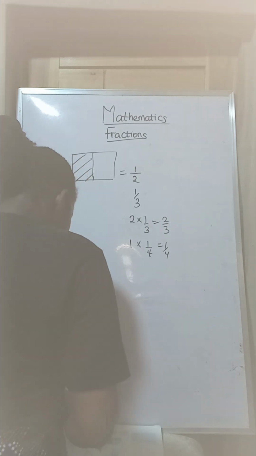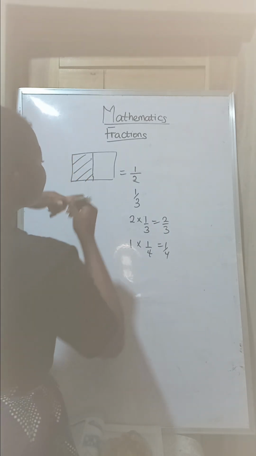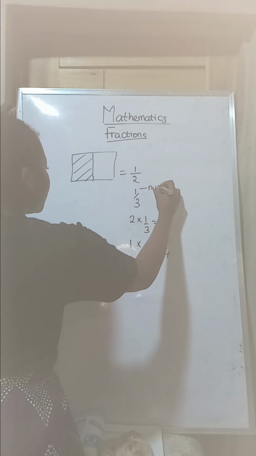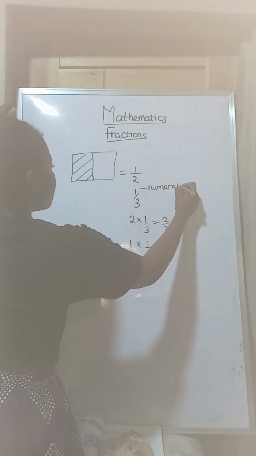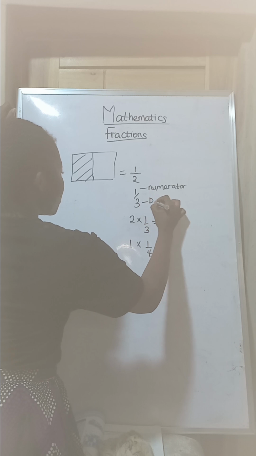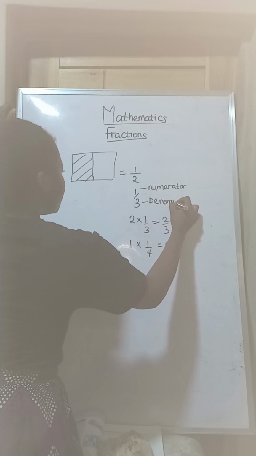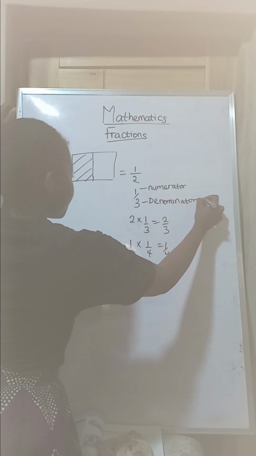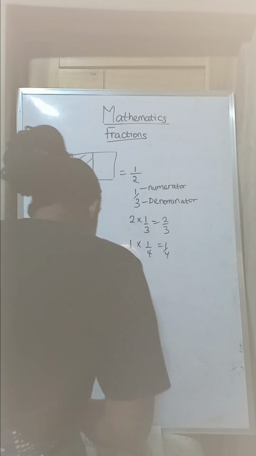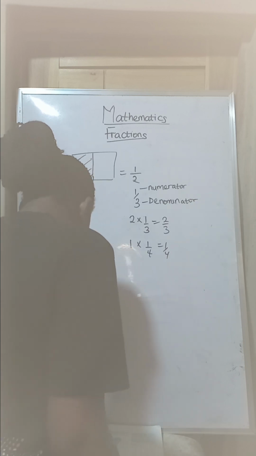So now this top number is known as the what? Numerator. The numerator. And this bottom number is known as the what? Denominator. Denominator. So now that's fraction.